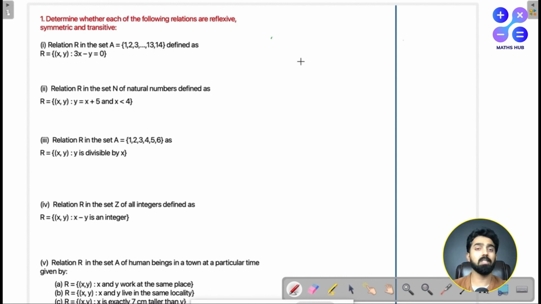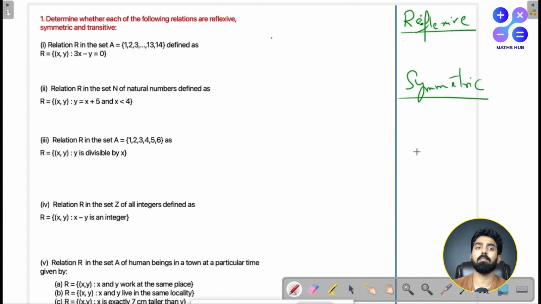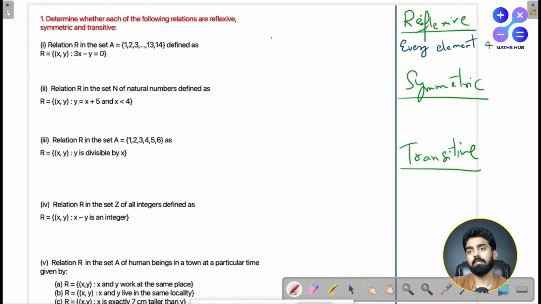Right, so before we go ahead and solve the questions, let's refresh our understanding of what we mean by a reflexive relation, what we mean by a symmetric relation, and what we mean by a transitive relation. Reflexive is where every element is related to itself.